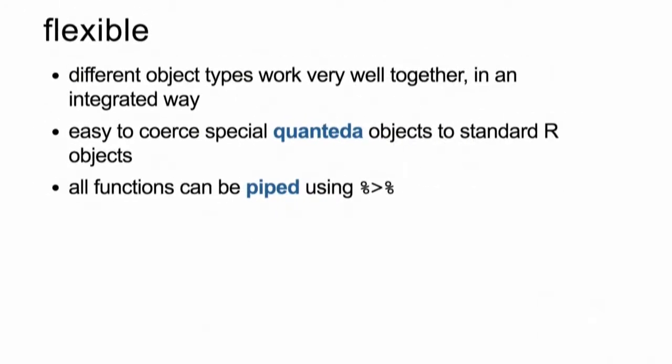So when I mention that it's flexible, we want the object types to work very well together in an integrated way. It's very easy to coerce Quanteda objects into standard R objects, and all of the functions can use magrittr type piping.